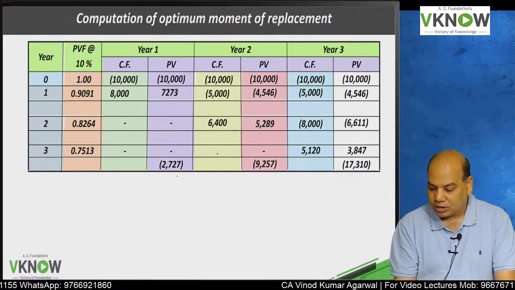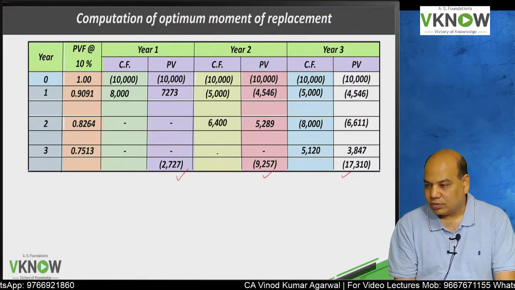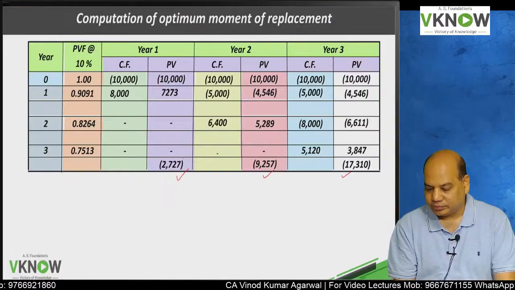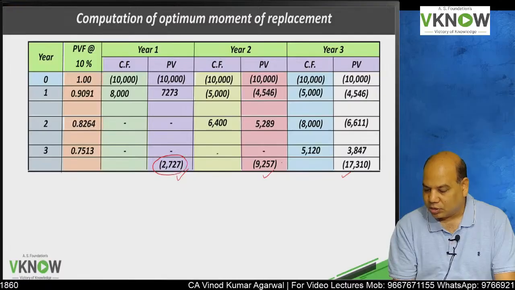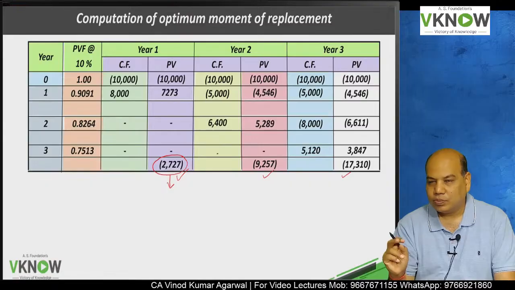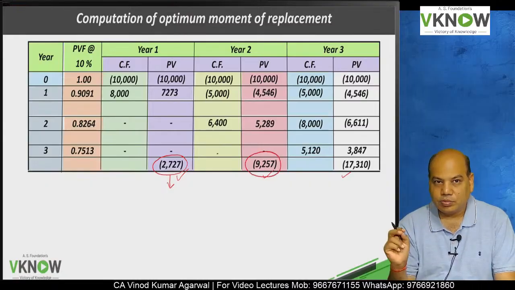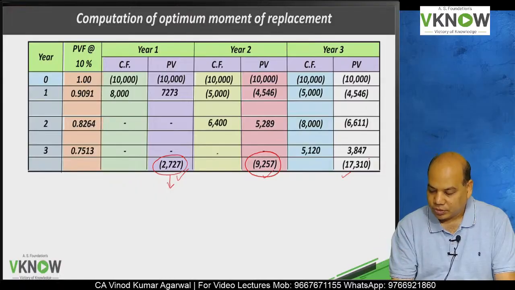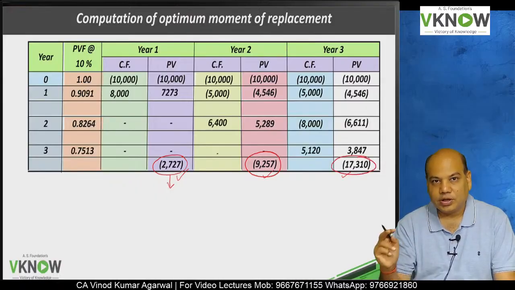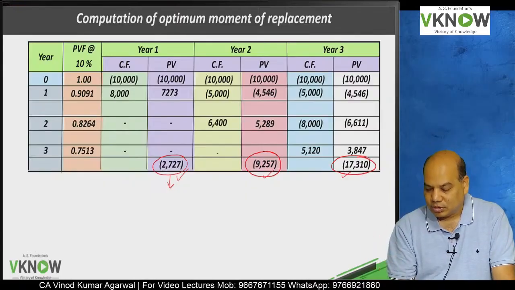If you compare these numbers, you will say year 1 is better, but if you compare these numbers, they are not comparable. Here you are getting the benefit of moped only for 1 year. Here you are getting the benefit of the moped for 2 years. Here you are getting the benefit of that moped for 3 years. So how can you compare them?